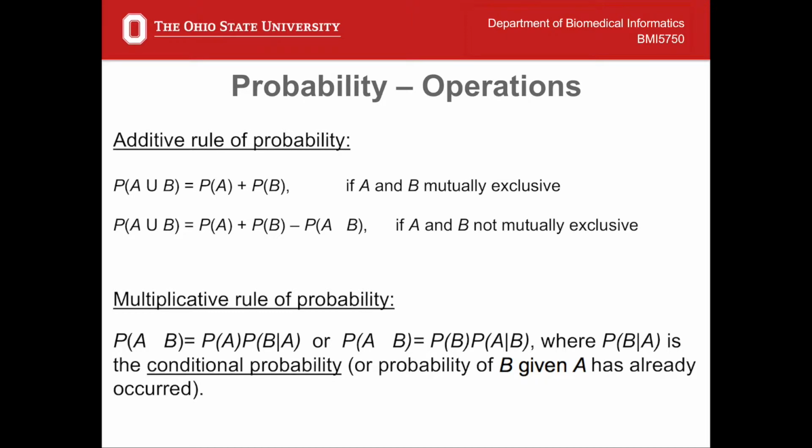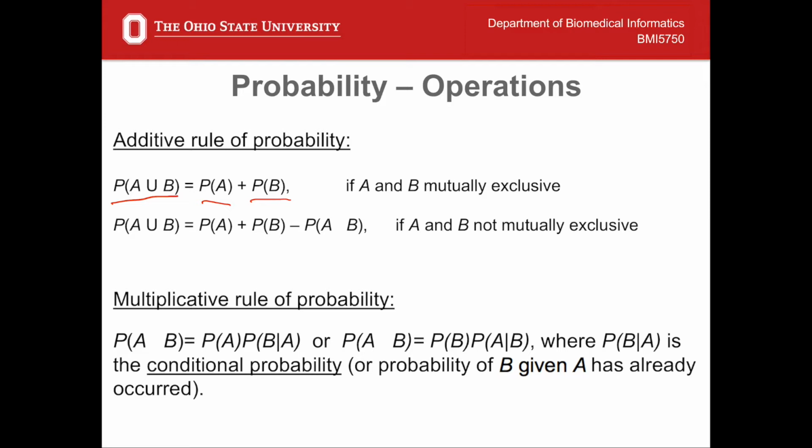Now let's talk about probability operations. The first operation is the additive rule of probability. If A and B, the two events, are mutually exclusive, for example, we get heads or tails when we toss a coin, getting heads and getting tails are mutually exclusive, so probability A plus probability B sum up to the probability of A union B.